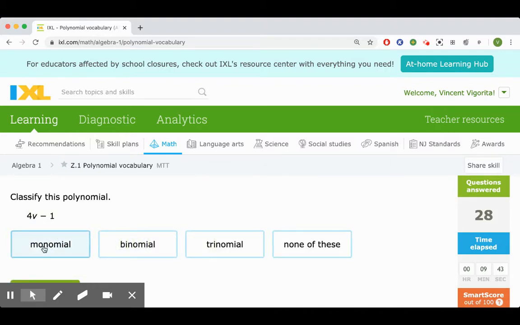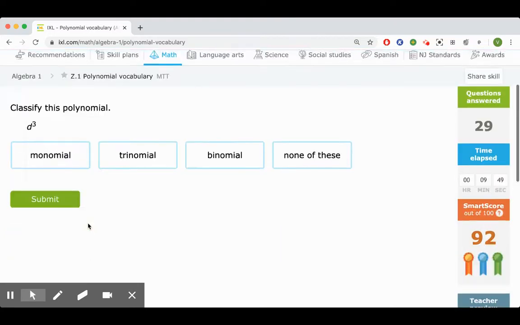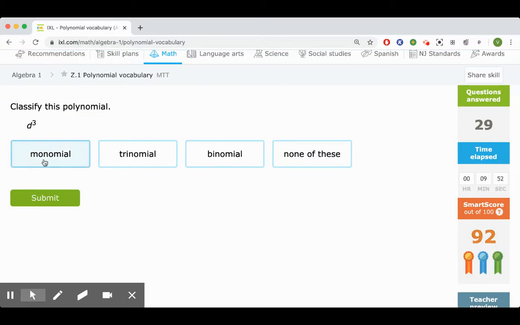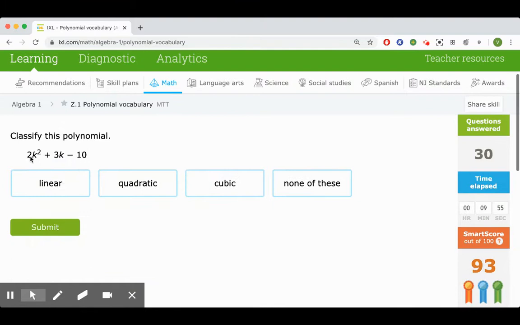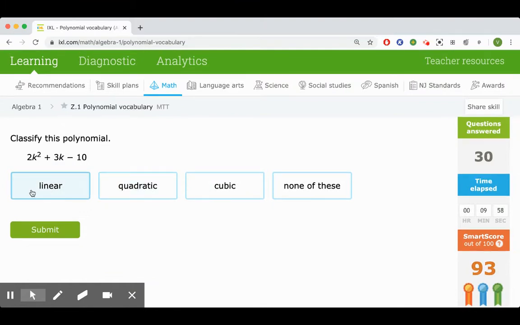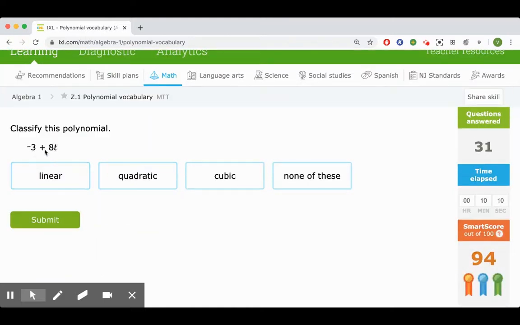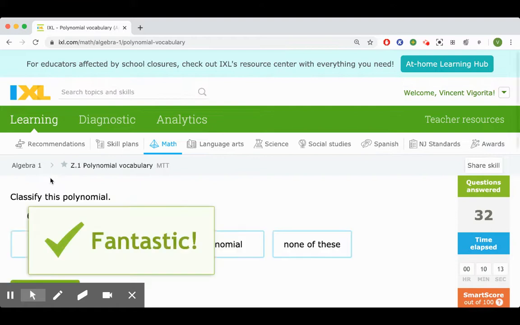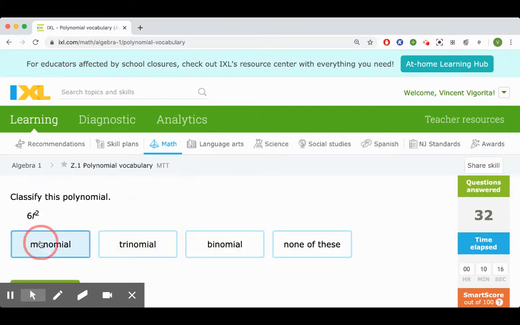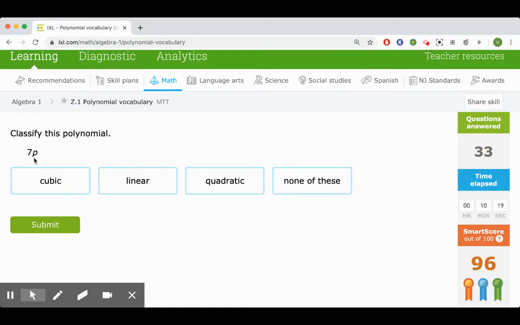Okay, monomial. No, it has 2 terms. Binomial. One term, monomial. There you go. Okay, so they want to know degrees when it's these choices. Linear degree is 1. The degree is 2, so it's quadratic. The degree is 1, so it's linear. Okay, monomial, it's 1 term. There you go. It's 1 term, but they're not talking about monomial, binomial, none of that stuff. They want to know the degree. Degree is 1, so it's linear.